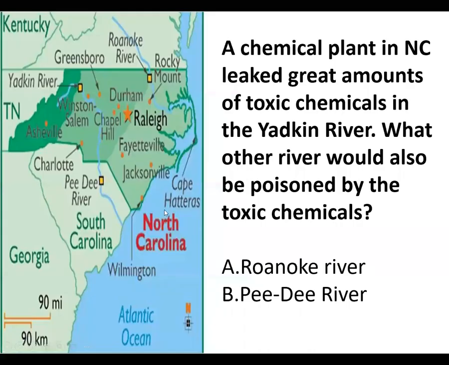Okay. Now, let's try to answer this. A chemical plant in North Carolina leaked great amounts of toxic chemicals in the Yadkin River. What other river would also be poisoned by the toxic chemicals? A. Roanoke River. B. Pee Dee River. What do you think is your answer?